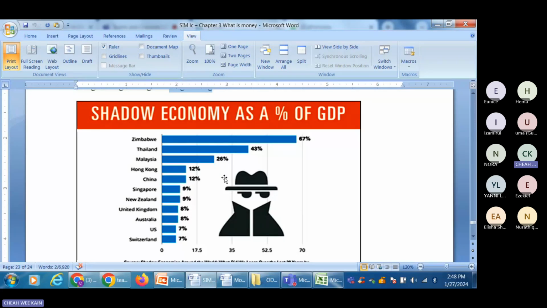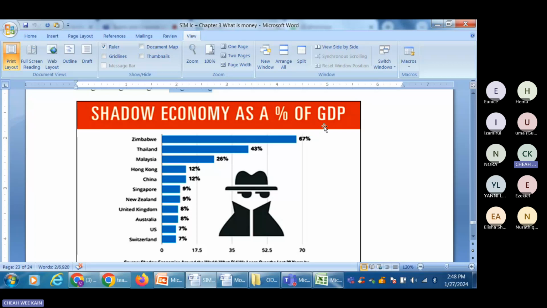Therefore, if the government wants to increase employment or reduce inflation, their monetary policy, or whatever policy they want to do, will be affected. The higher the percentage, the lesser the impact whatever policy the government wants to do will have. Let's say in Zimbabwe, 67% of the economy is in the shadow. That means only 33% of the economy is controlled by the government.